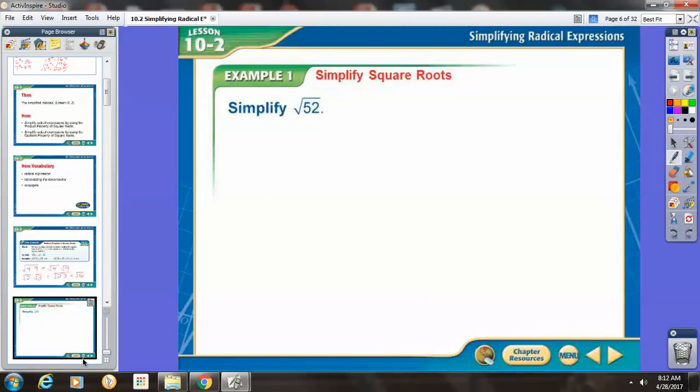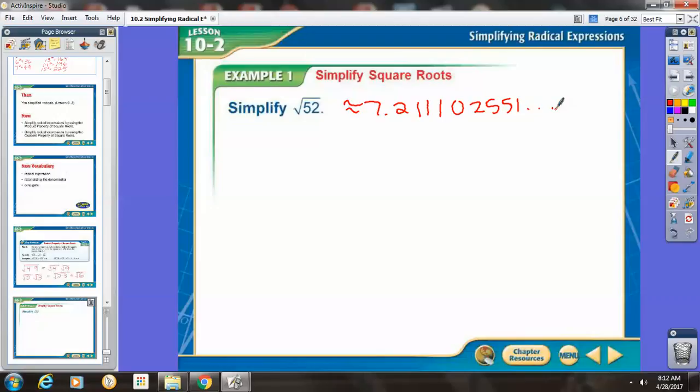Here's our first example. We have square root of 52, or sometimes we call that radical 52. On your calculator, take the square root of 52. And I got something approximately 7.211102551. And that's going to keep going. It doesn't stop there. I don't really want my answer in a decimal form. I want to leave it in simplest radical form.